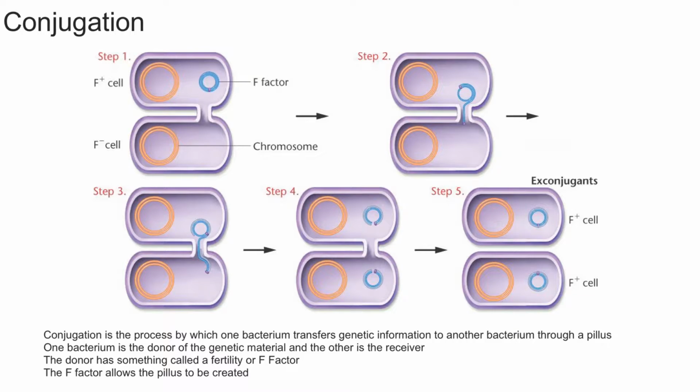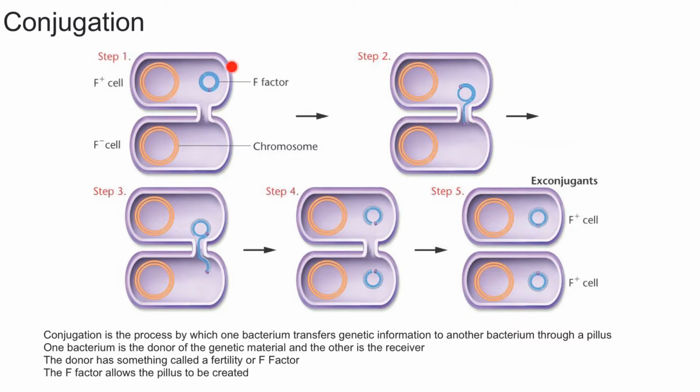So now let's talk about how the conjugation occurs first. As you can see in step 1, we have an F positive cell and an F negative cell. The F is designating whether it has the F factor, or fertility factor. And the fertility factor is essentially just a sequence of DNA that will allow for the sex pilus, this thing, to be made. The pilus is really important because it'll connect the two bacteria, and as a result, it'll make exchanging genetic information a lot easier.